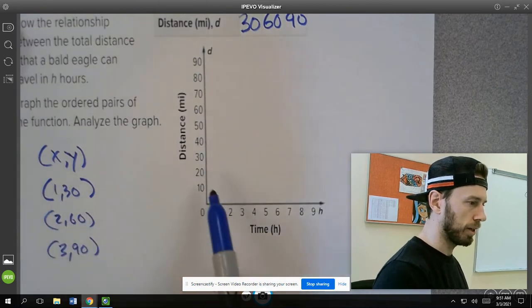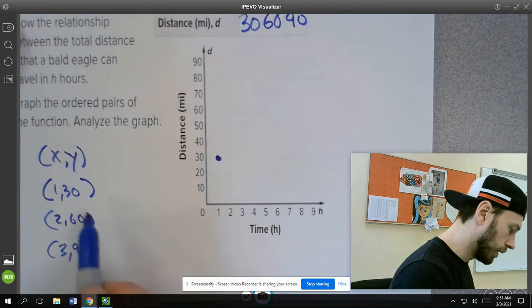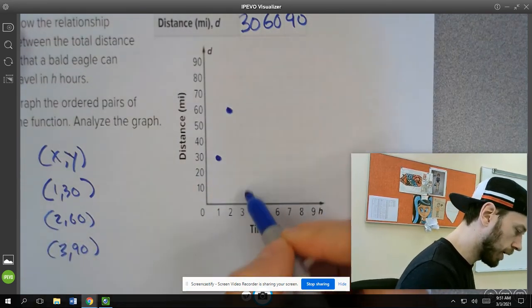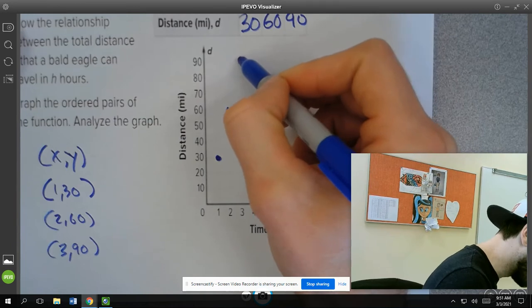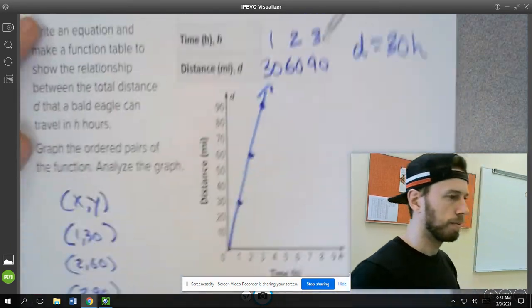So the first one is (1, 30), so we go over 1, up 30. Then we go over 2, up 60. Then we go over 3, up 90. And our graph looks something like that.